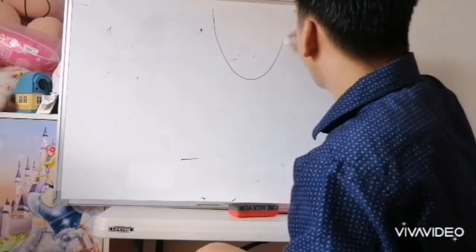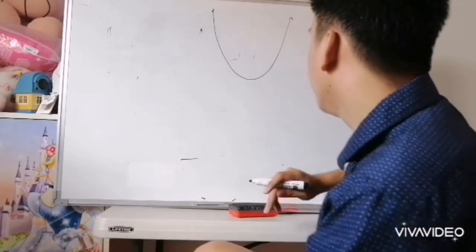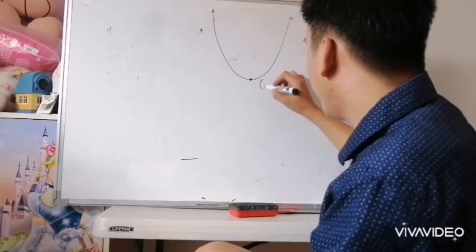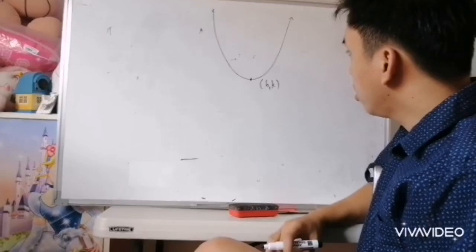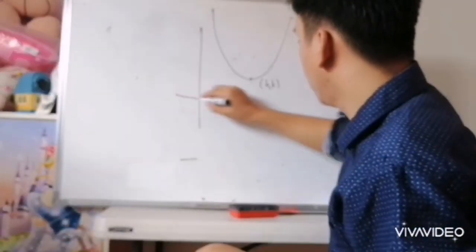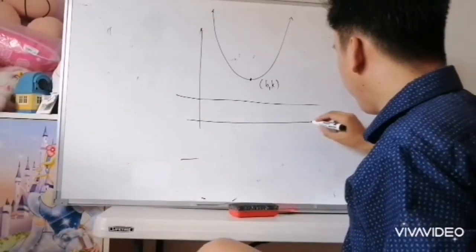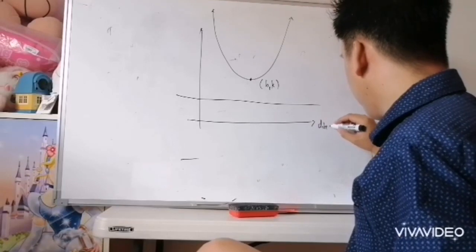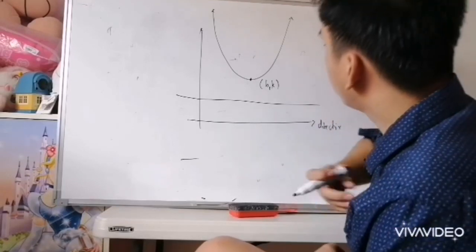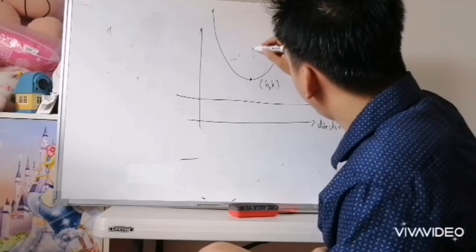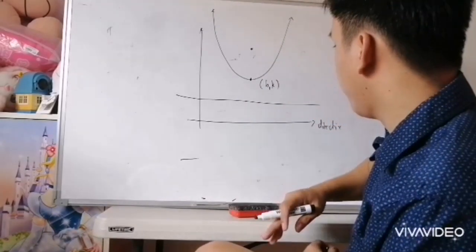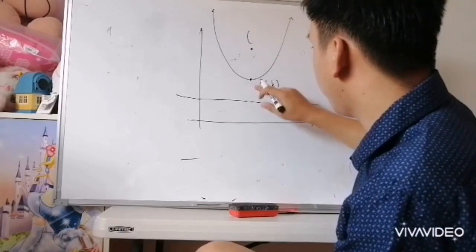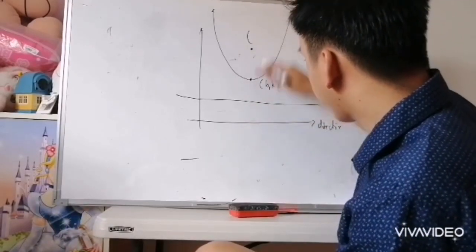So assuming again this is your parabola. This is your vertex at point, let's say, (h, k). Somewhere here is your directrix. Somewhere here is your focus. Your focus should be aligned to your vertex, so the point here has the same x coordinate.